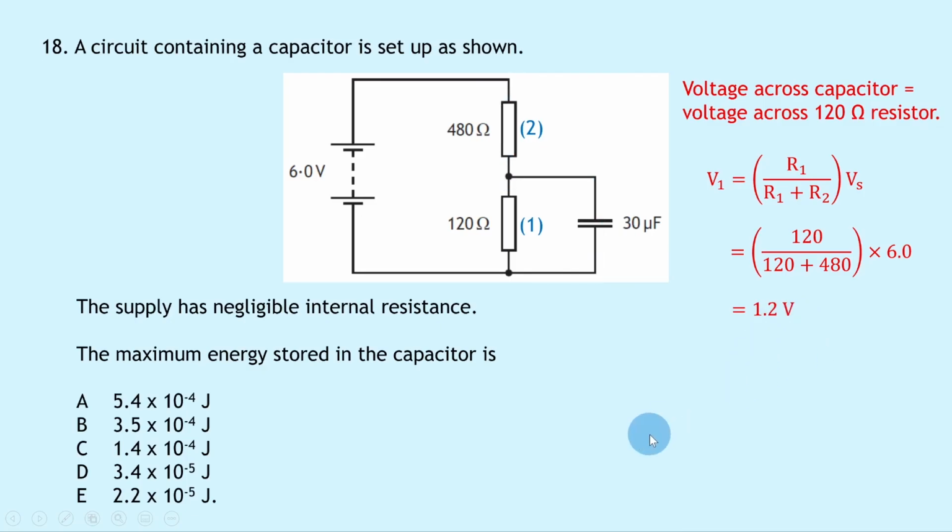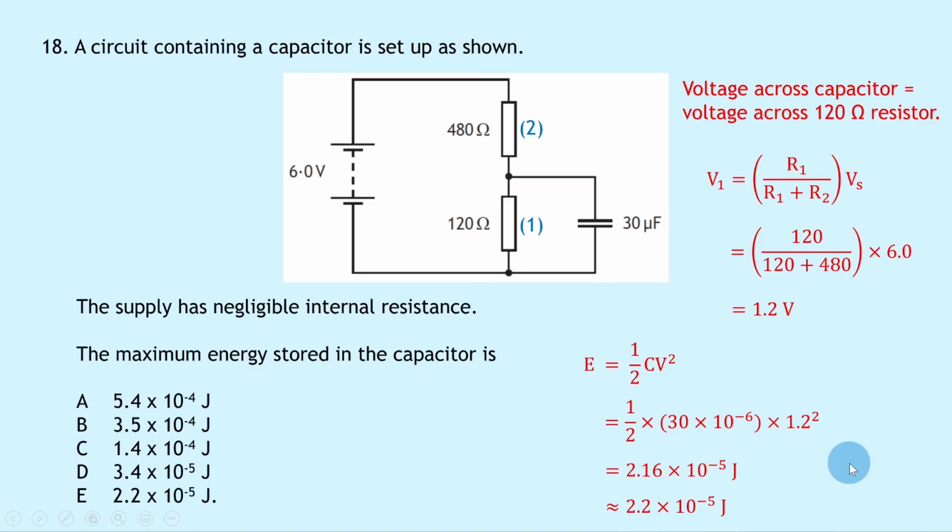So the energy equation for capacitors with voltage and capacitance is E equals a half CV squared. So substituting in the numbers now, we get a half times 30 times 10 to the minus 6, which is microfarads converted into farads, times the 1.2 squared, not forgetting to square that term. We can then put it into your calculator to get an answer of 2.16 times 10 to the minus 5 joules, which is approximately equal to 2.2 times 10 to the minus 5 joules when we round it up, which is answer E.